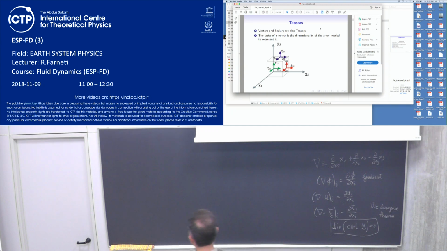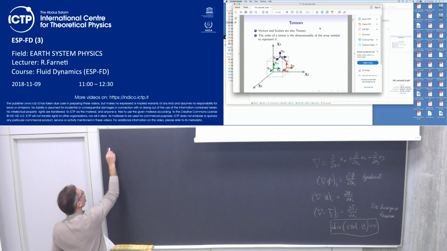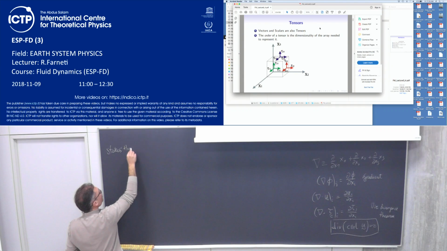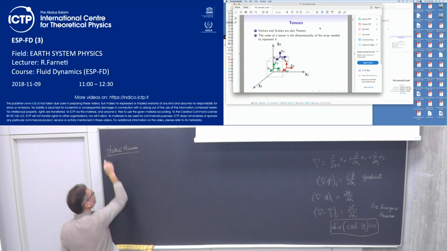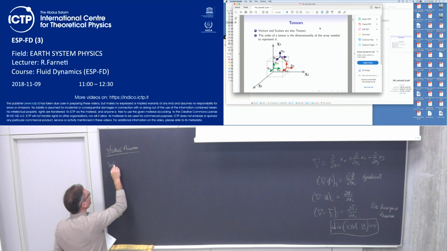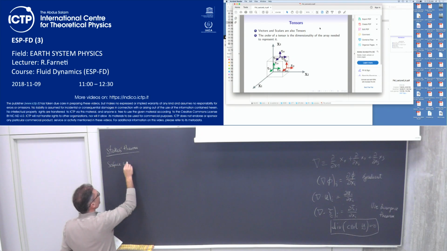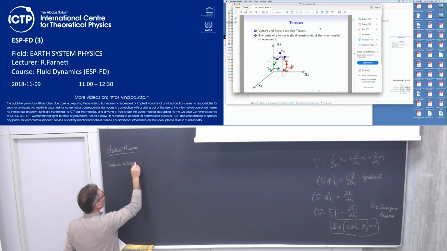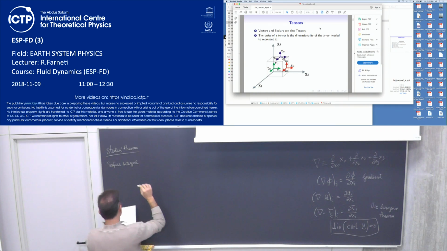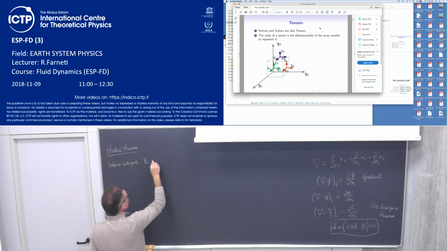So the two theorems that you mentioned the last time, two theorems that we're going to use all year round in all classes. Stokes theorem, it relates a surface integral, okay, so the integral over a surface, to a line integral.